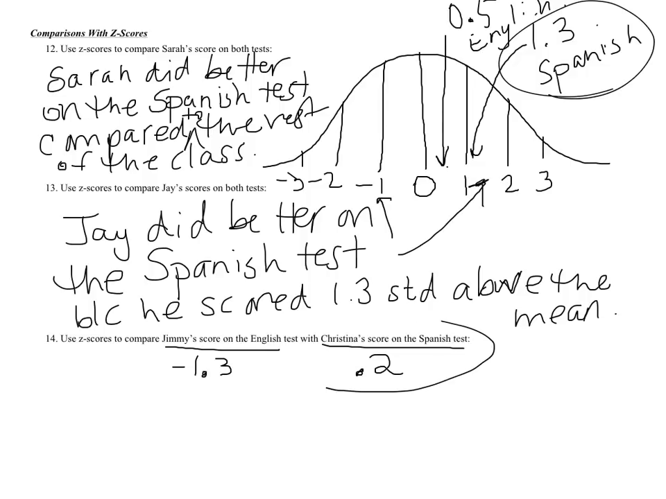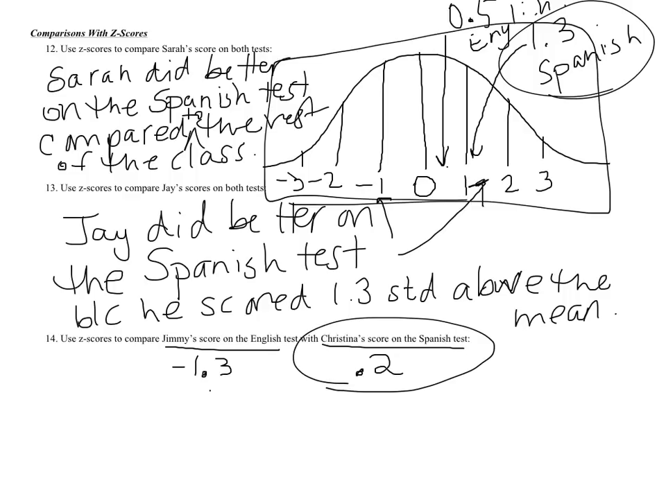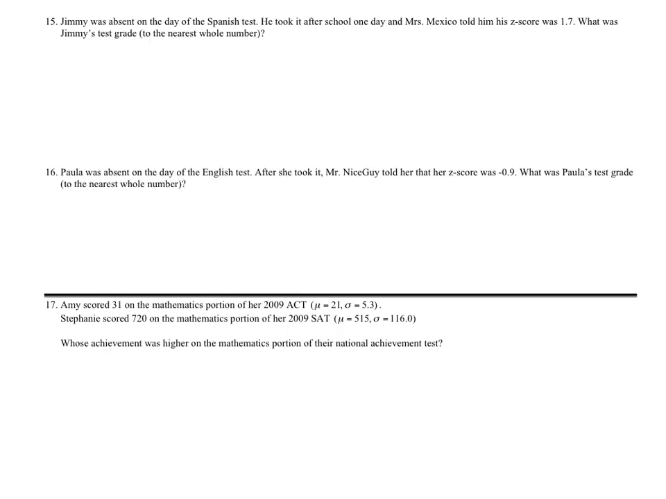So we're basically going to say Christina did better because she scored 0.2 standard deviations above the mean, whereas Jimmy scored below the mean. Starting to make sense? So these numbers are just telling you where they end up going on that bell curve that we learned about the other day. All right, let's take a look at the next questions.